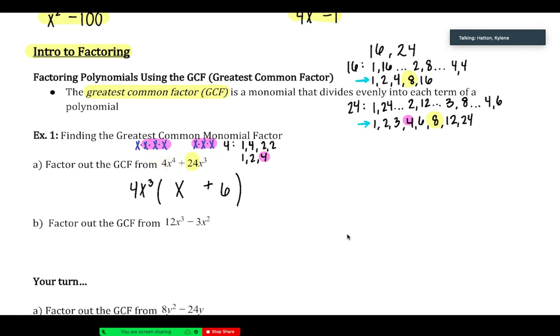And usually most problems have a pretty easy way to check your work. The easy way to check to see that you factored correctly, or at least you factored the GCF, is to just distribute it back in and see if you get back to your original problem. So if I were to check this really quickly, if I distribute the 4x cubed in, 4x cubed times x becomes 4x to the fourth, and then 4x cubed times 6, that's 24x cubed. And that was our original problem. So that means that we factored out the greatest common factor correctly.